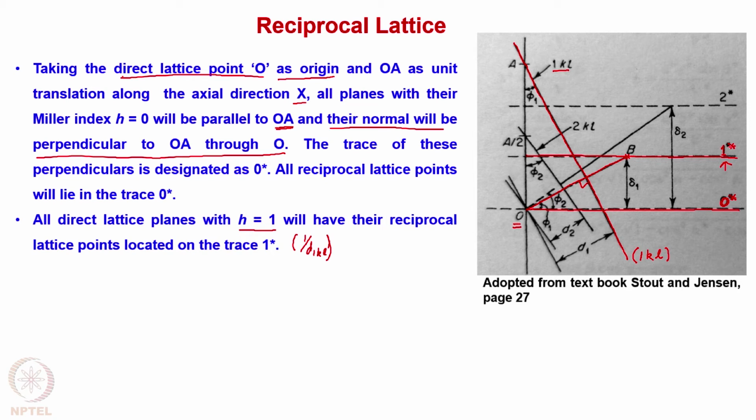In the same manner, the planes which pass through the midpoint of OA, which is A by 2, the plane which I am drawing in green, is marked here as well. It is a 2kl plane. So the normal from the direct lattice origin O to that is then terminated at one place, which once again falls on the line marked as 2 star.